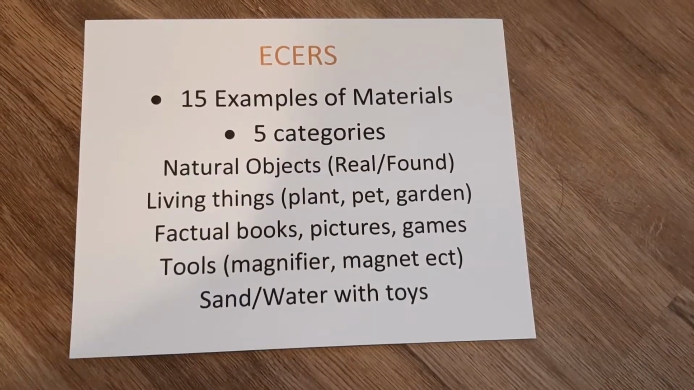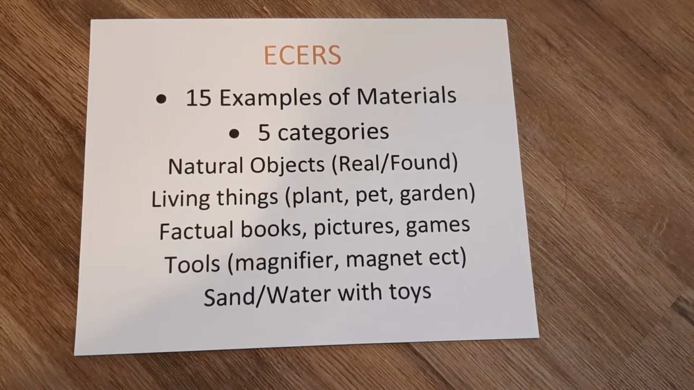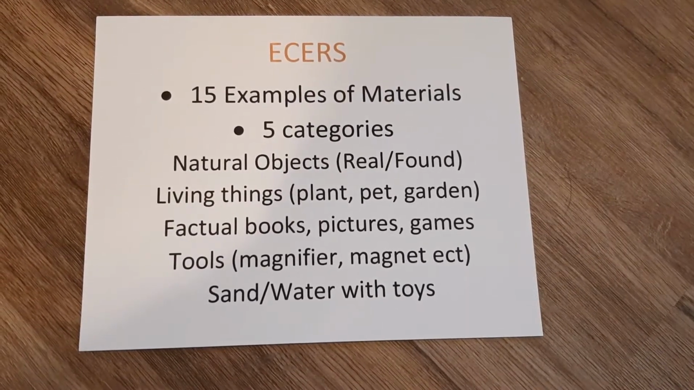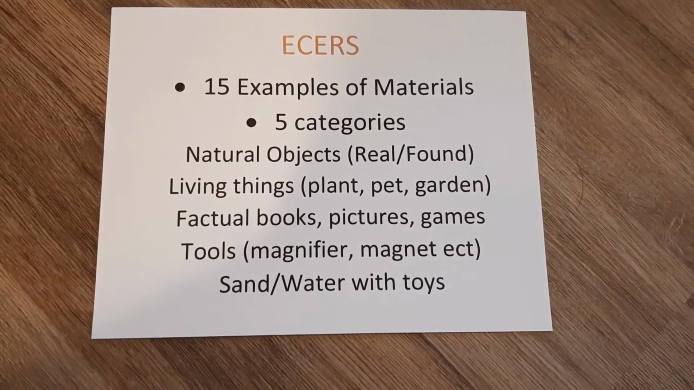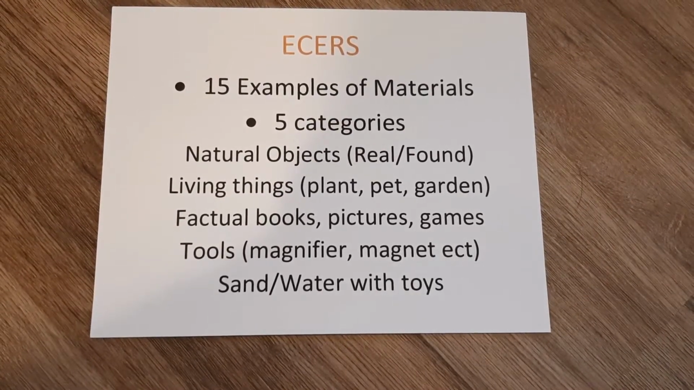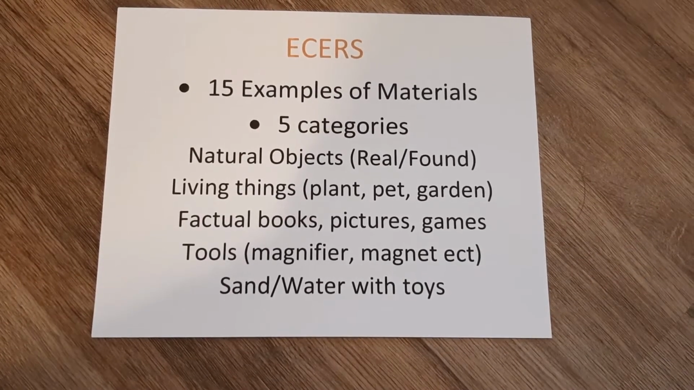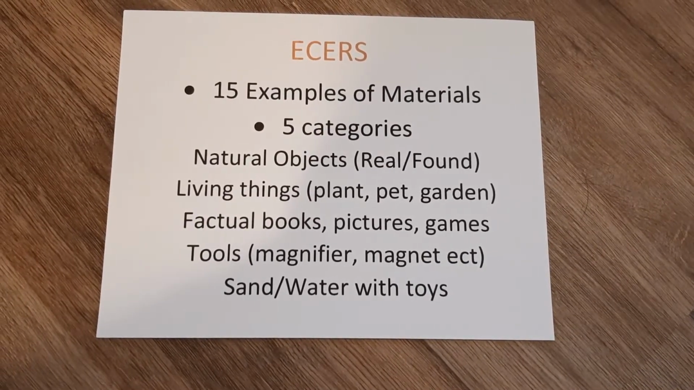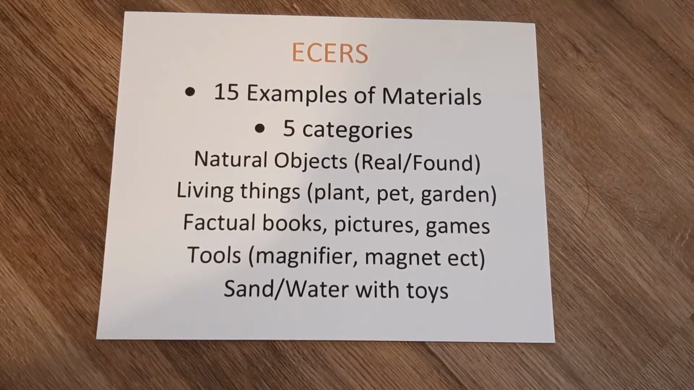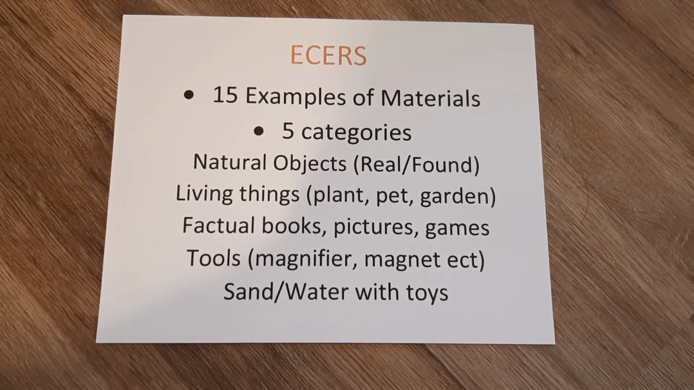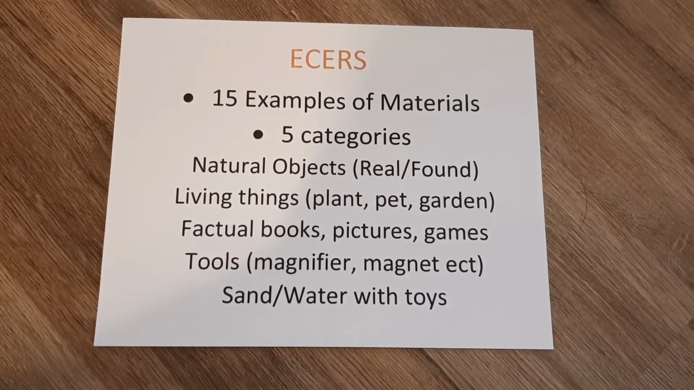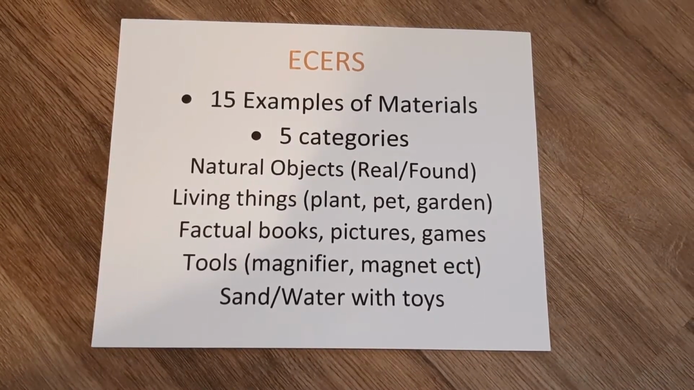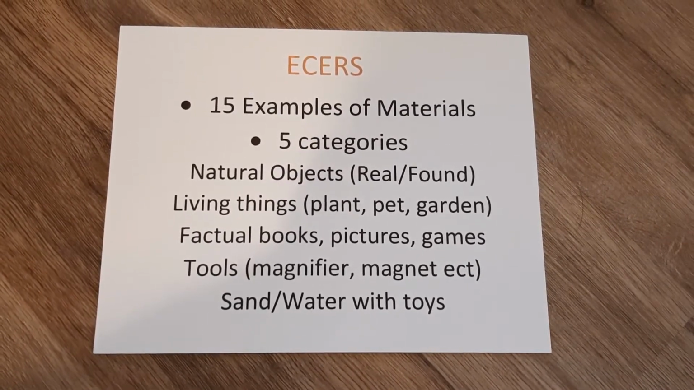For the ECERS tool, you need 15 examples of the different materials out of the 5 categories. The 5 categories include natural objects, real and found, living things, plant, pet, garden, factual books, pictures, and games using real pictures, and tools, magnifier, magnet, prisms, etc., plus sand and water with tools.